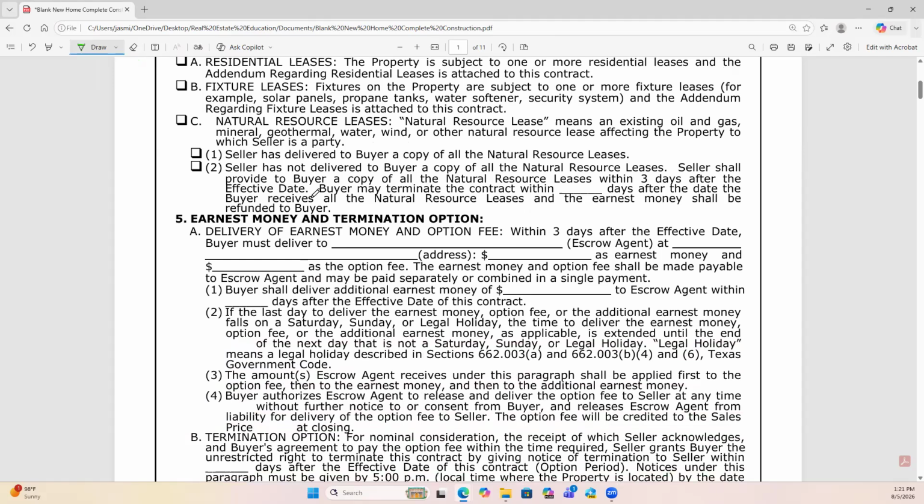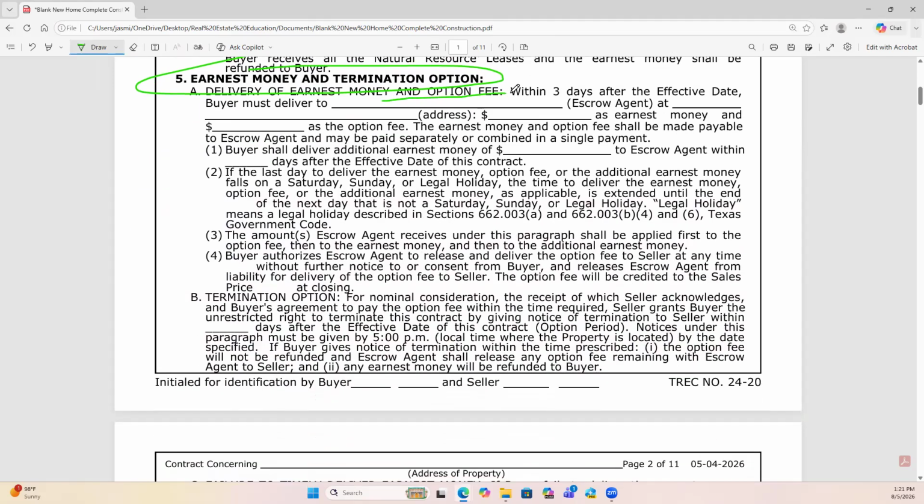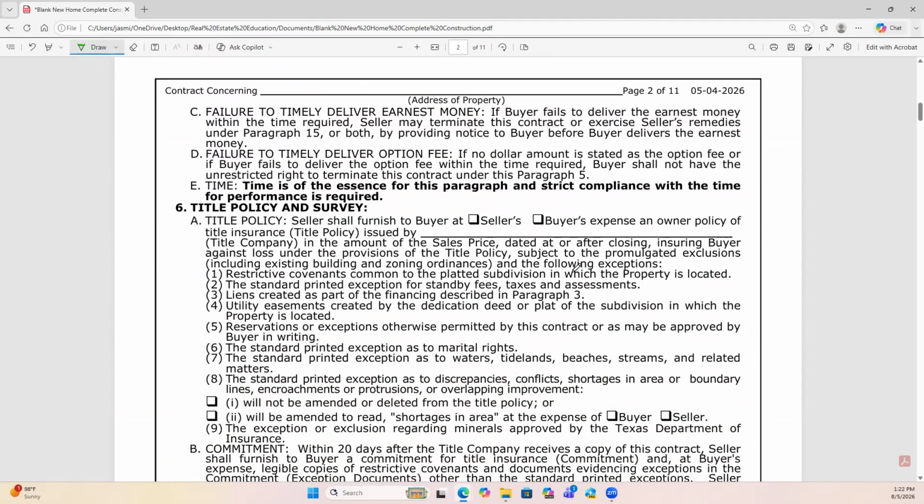But again, nothing has changed here. Nothing has changed with our earnest money either. Who is collecting the earnest and option money? Where is the money being delivered? How much money? And then how long is your option period? None of those things have changed.